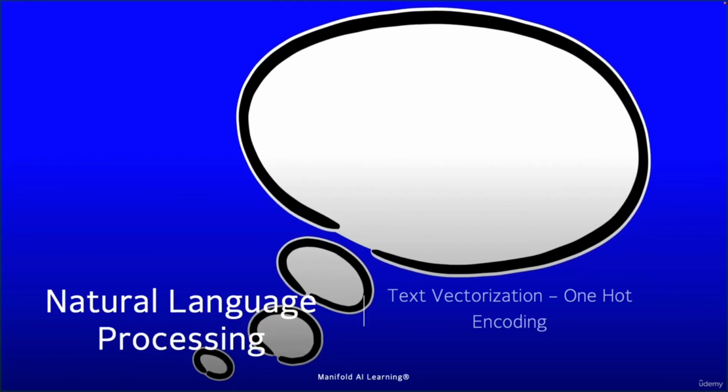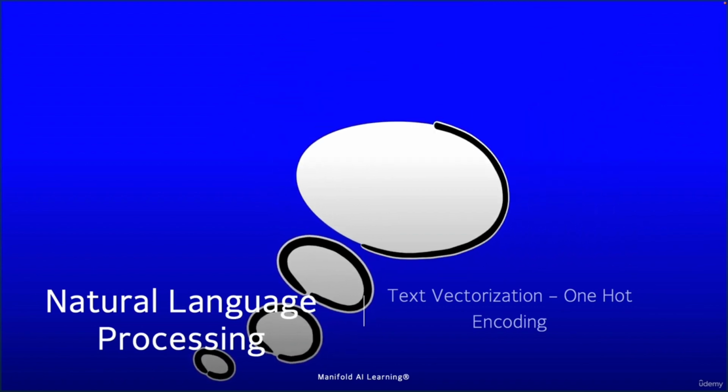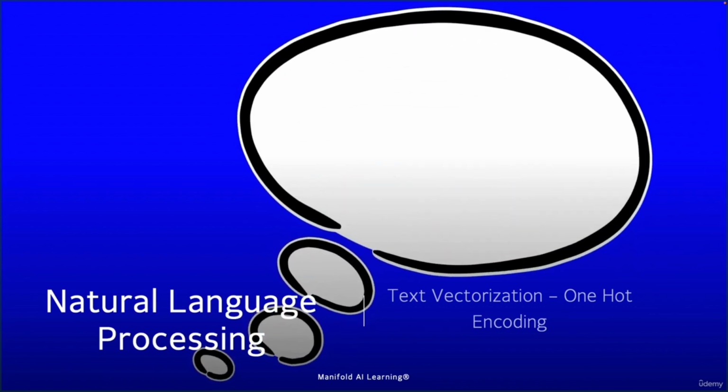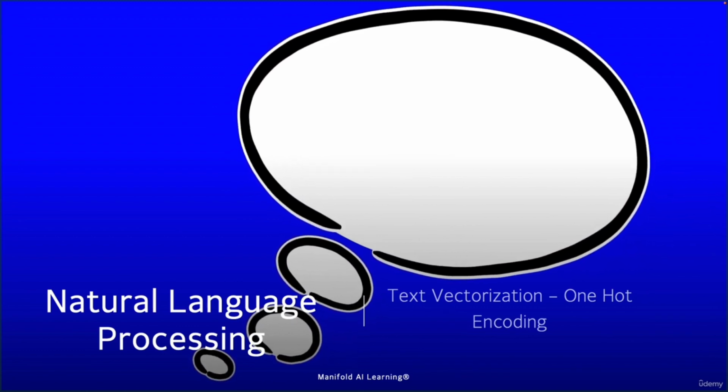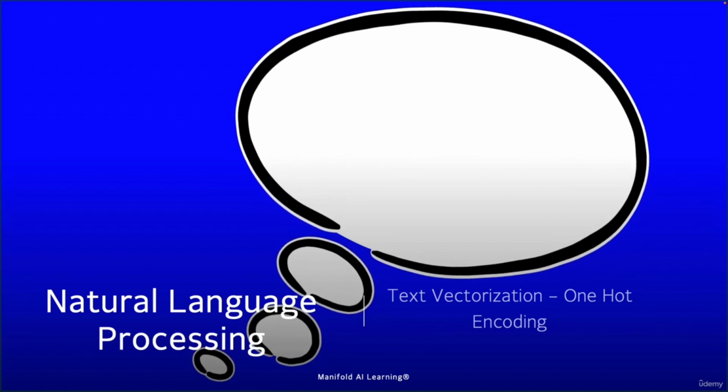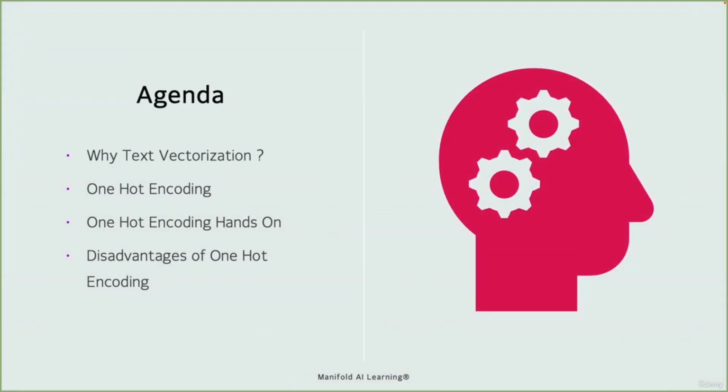Hello everyone, welcome back to your learning journey in natural language processing. Now in this video, we are going to learn about the text vectorization technique, a technique which we use to represent the raw text in a numerical format. As we proceed in this video, we will understand why we require text vectorization, and we'll also understand concepts like one-hot encoding and how to implement it in a hands-on manner. And at the end, we'll also look into the disadvantages of the one-hot encoding technique.